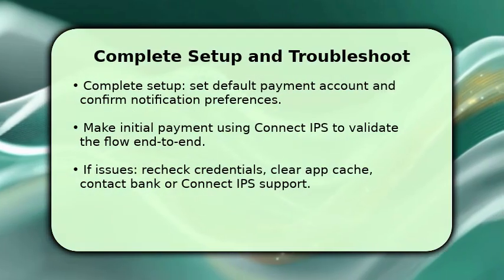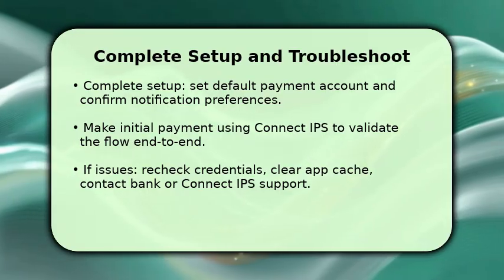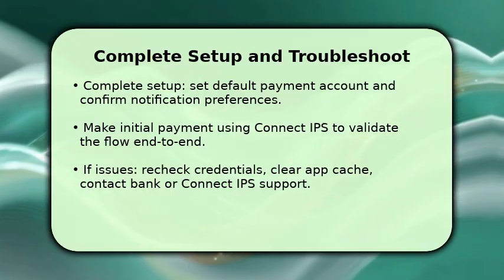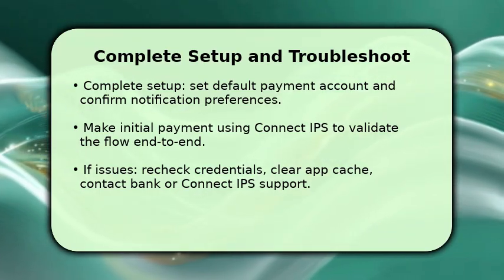Finish by setting defaults and validating the flow end-to-end. Choose a default payment account, enable notifications, and run a small payment to confirm everything works. Watch for a confirmation SMS or in-app receipt.